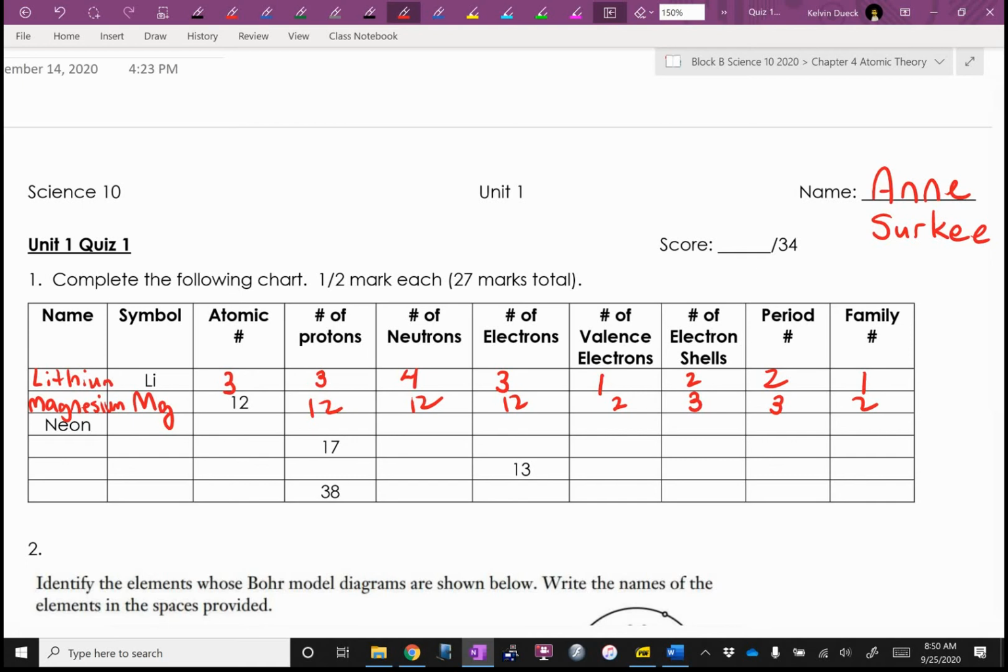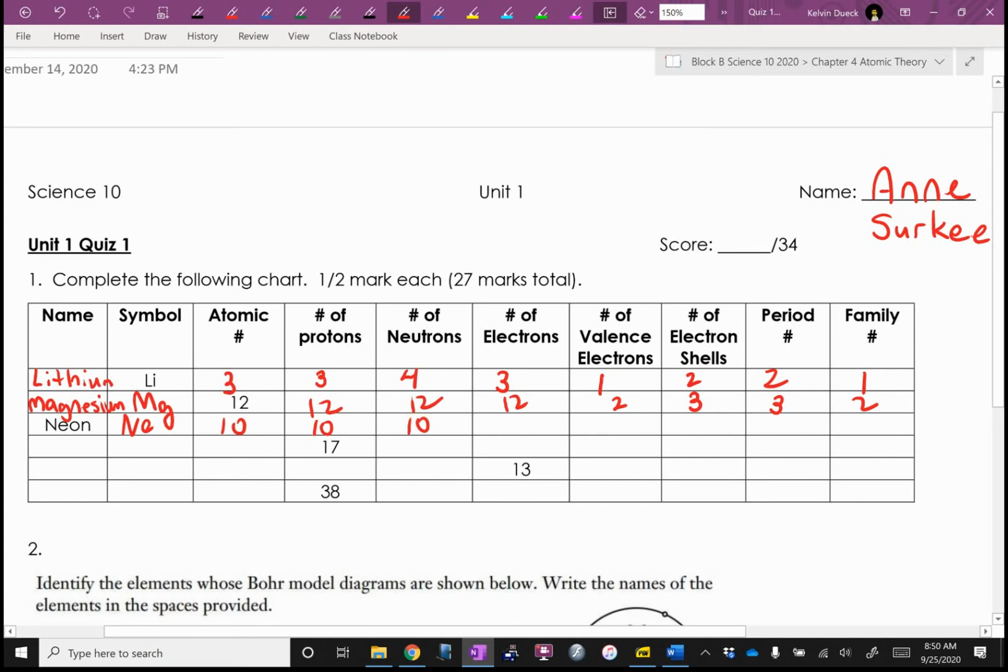Neon, it's on the far right. Is it element 12? 10. Okay, so atomic number 10, and its symbol is Ne. How many protons? 10. How many neutrons? What's neon's mass? Is it 20? Take away 10, also 10.